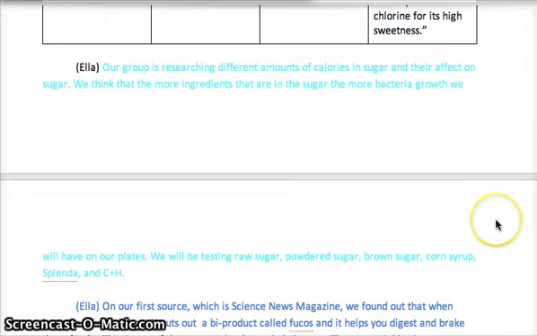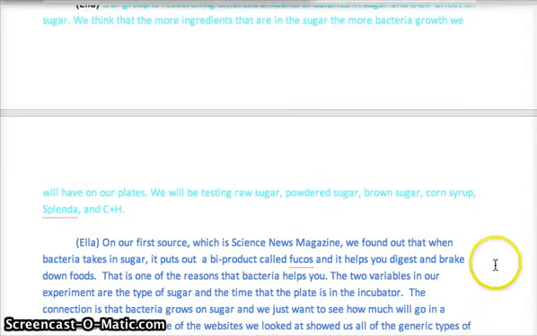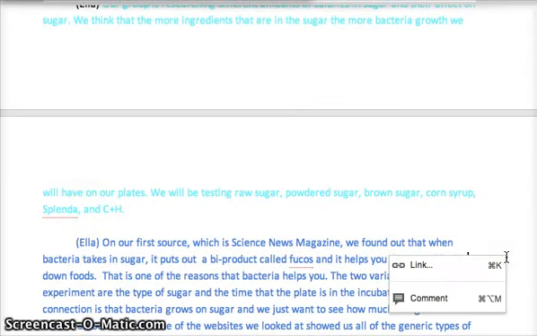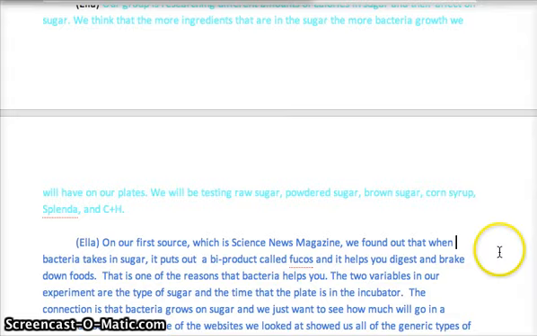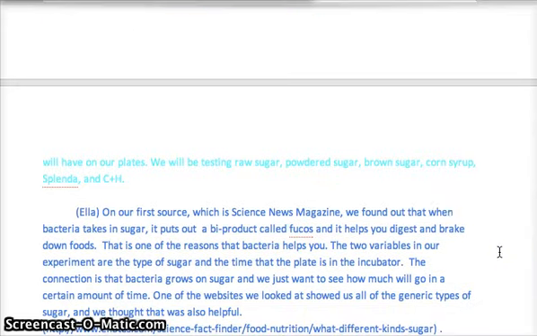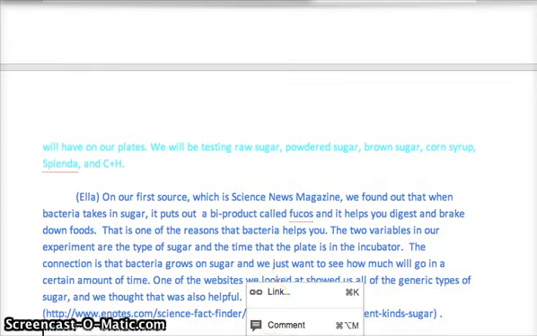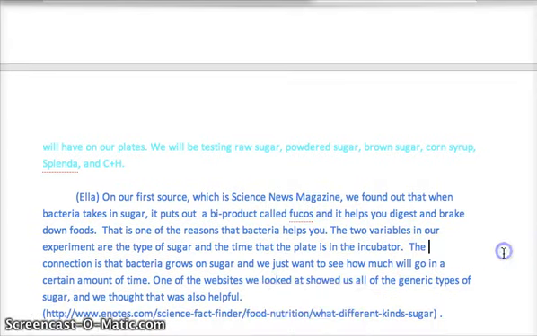Okay, so on our first source, which is Science News magazine, we found out that bacteria takes in sugar and eats it and then puts out a byproduct called fucose. It helps your digestive system because it breaks down the foods, and it's just helpful for your body. So our independent and dependent variables are the sugars we're testing and the time in the incubator.